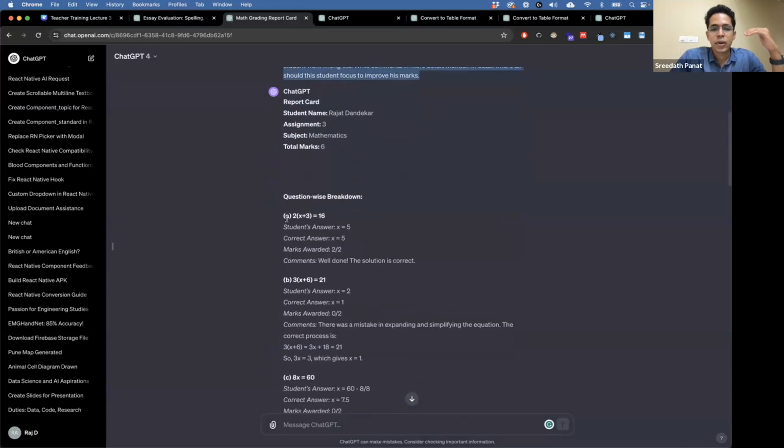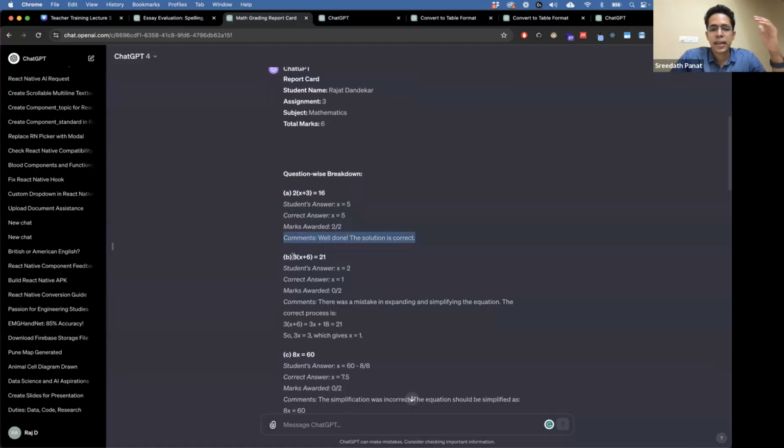So basically, we are asking it to provide a very personalized review of these answers. Now let's look at it. The first question, as we know, was correct. So out of 6 marks, we got 2, because each question carries 2 marks, and ChatGPT was able to recognize that the solution is correct. However, in the second problem, the student had found 2 as the answer, whereas in reality the correct answer is 1.